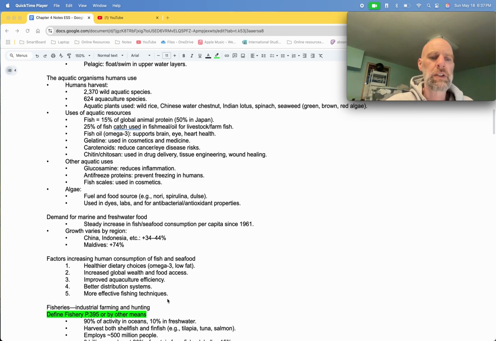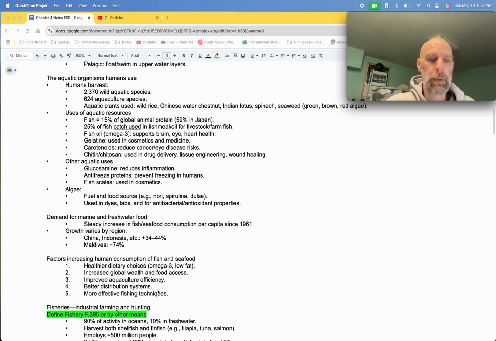All right, increased global wealth and food access. I could argue that one. But actually, I would say that if your country has more access to power boats and fishing equipment, you're going to try using it to get more food. Improved aquaculture efficiency. So, yeah, we're getting better at fish farming.